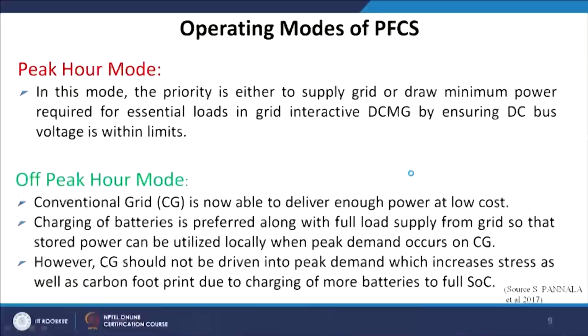Now, in case of off peak hours, the conventional grid is able to deliver enough power at low cost. Charging of the battery is preferred along with full load supply from the grid, so that the stored power can be utilized locally when there is a peak. That means, if the system is at off peak, we can take power from the grid, charge the battery, and that can be discharged during the peak hour experienced by the main grid. So, the local load can be managed by its storage scheme instead of taking energy from the main grid.